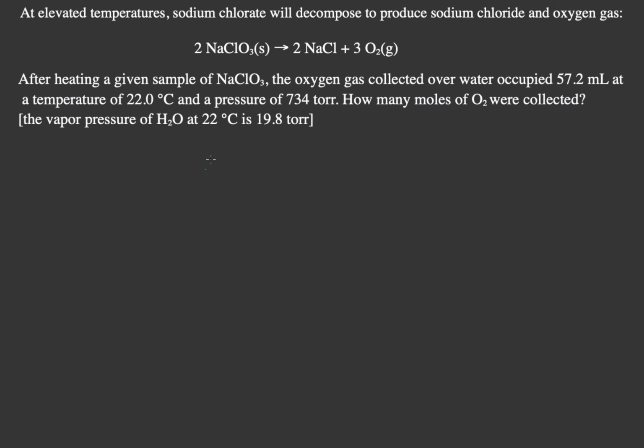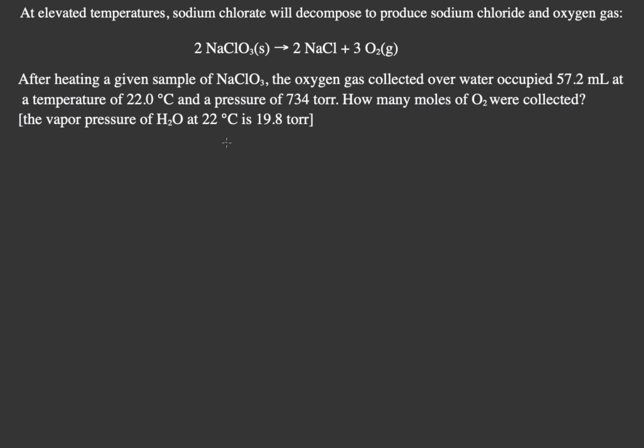So you're in the lab and you heat sodium chlorate, and the oxygen gas that you collected occupied 57.2 milliliters at 22 degrees Celsius, and you have a pressure of 734 torr. So you're like, okay, I can use PV equals nRT to find the moles of O2 that was collected. Now note, your vapor pressure of water at 22 degrees Celsius is 19.8 torr.